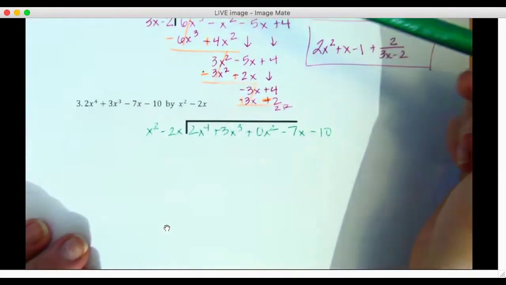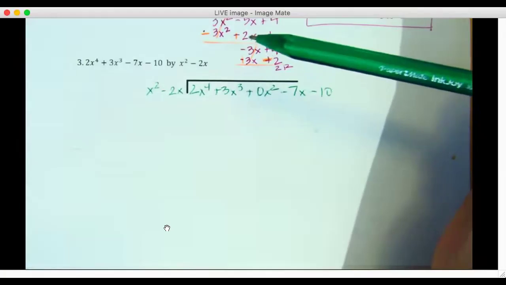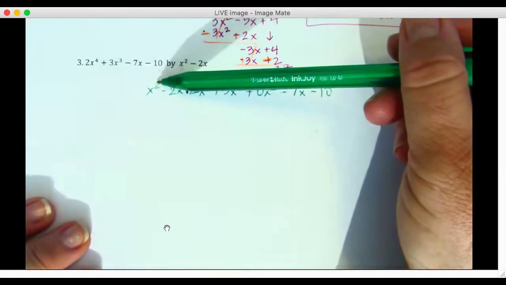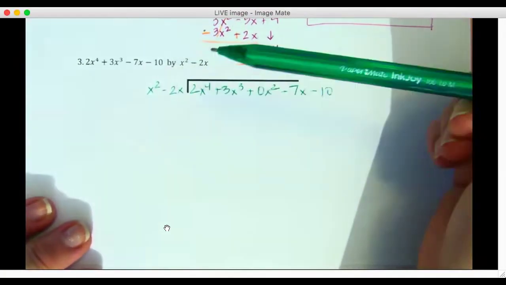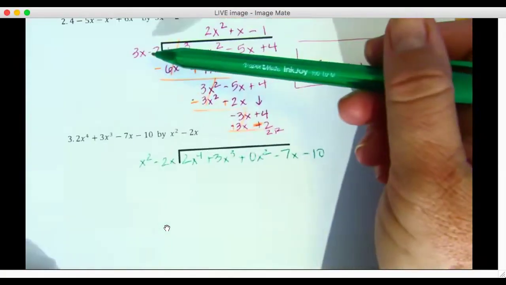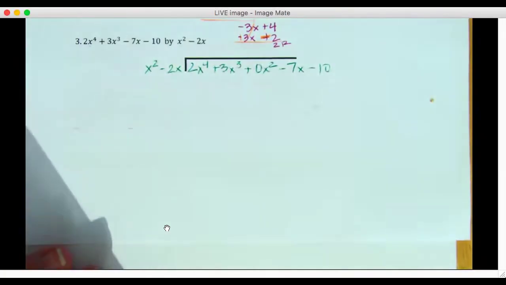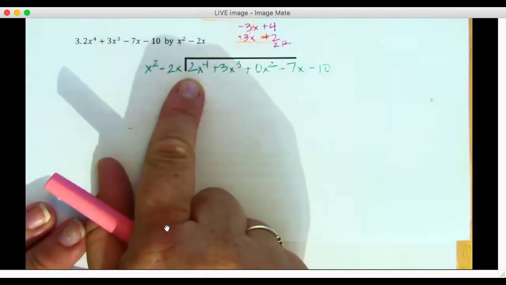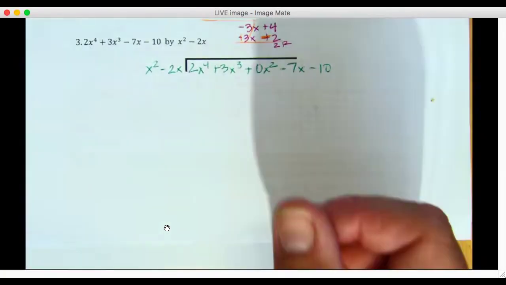Synthetic division, which we will see in a few minutes, is much shorter than long division. But long division is the only thing we can use if we're dividing by a quadratic or higher factor. Synthetic division can only be used when we're dividing by a linear factor. All right, let's continue. So here we have x squared minus 2x going into 2x to the fourth plus 3x cubed plus 0x squared minus 7x minus 7.